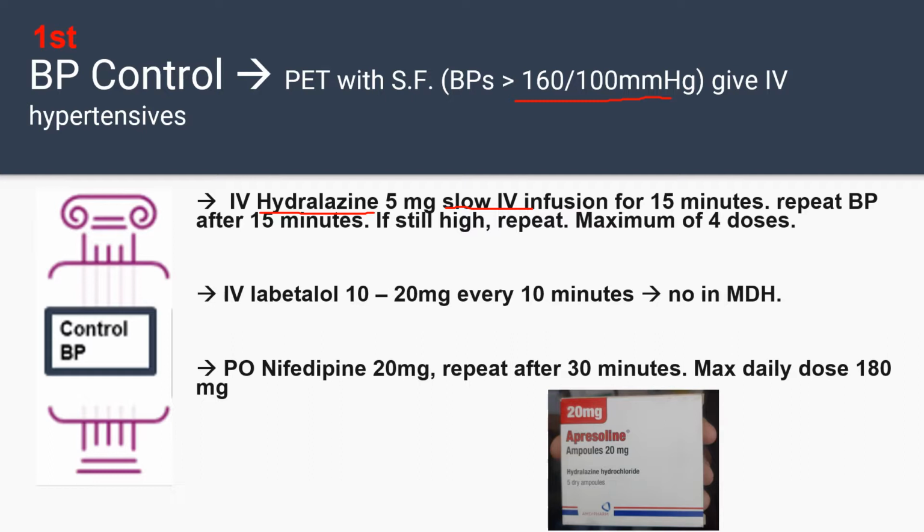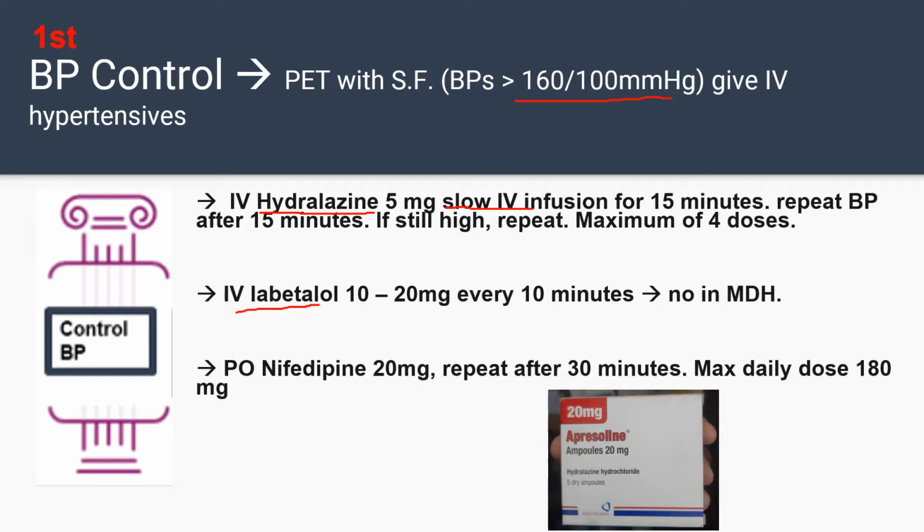The other, and the most recommended, the safest and the most effective antihypertensive is labetalol. I'm not going to talk about how to give that because we don't have it in Bagari. But if you cannot control with the other drugs, you need to escalate to that and you need to ask the patient to buy this drug, but it's very expensive.